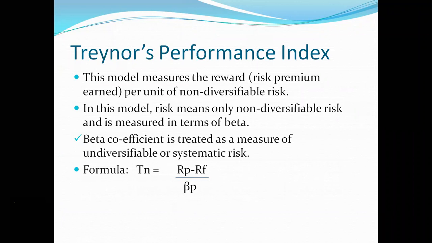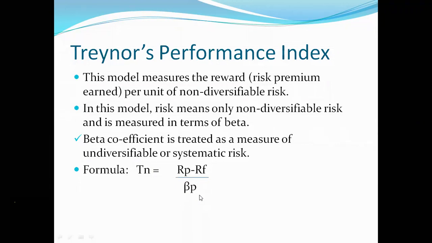If you see in this particular formula, that is RP minus RF. But a very important term that is used here is non-diversifiable risk. The tool or the measure that is used to calculate non-diversifiable risk is beta. It means in this model, risk means only non-diversifiable risk, and it is measured in terms of beta. So this beta coefficient is treated as a measure of undiversifiable, or you can also call it systematic risk. It is a reward towards the risk premium. So risk premium is RP minus RF.